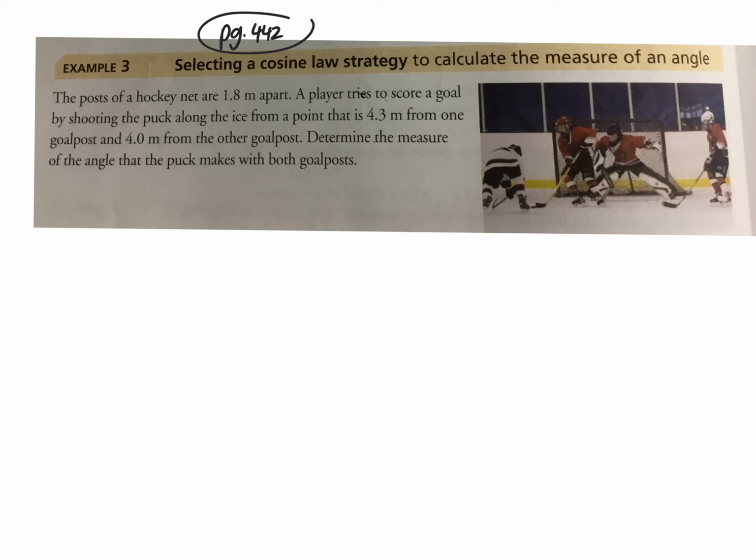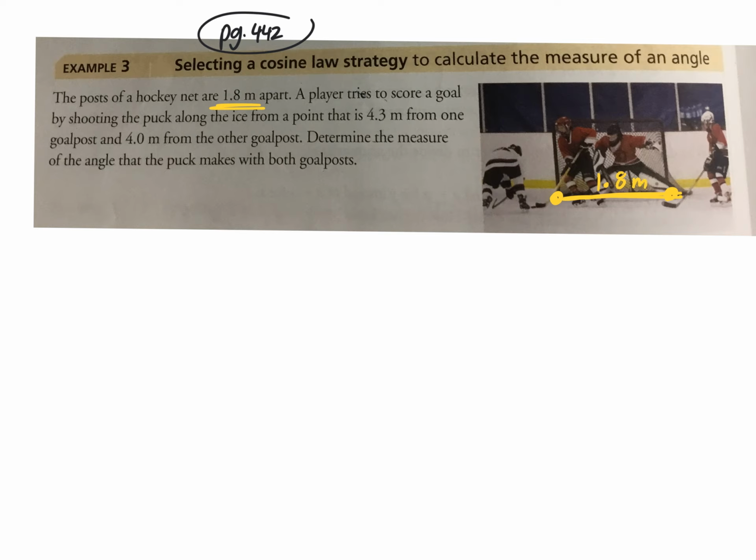Okay, so we have the post of a hockey net. So draw a hockey net. There's one right here, so we can use this, right? How far apart are they? 1.8 meters, so label that as 1.8. This side length is 1.8 meters.